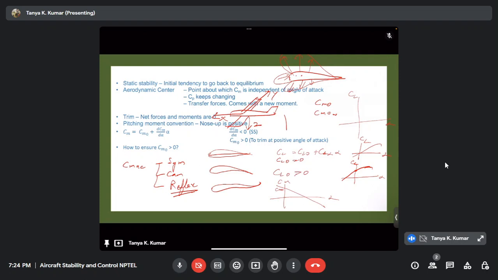When you transfer the forces from Cp to AC, it comes with a nose down moment, right? So if this is Cp, this is AC, and you have lift and drag, when you transfer it to AC, it comes with a nose down moment. Your Cm AC is less than 0, correct? So your Cm naught for the entire wing would not be greater than 0. How do you ensure Cm naught to be greater than 0? How do you do this?